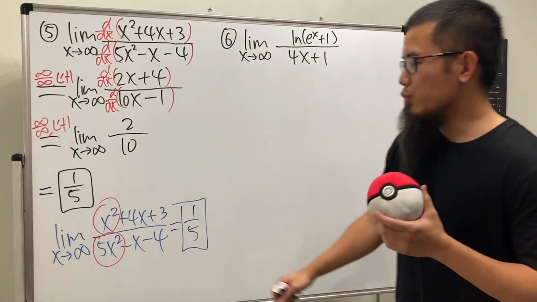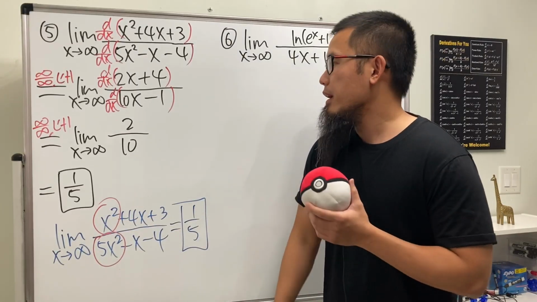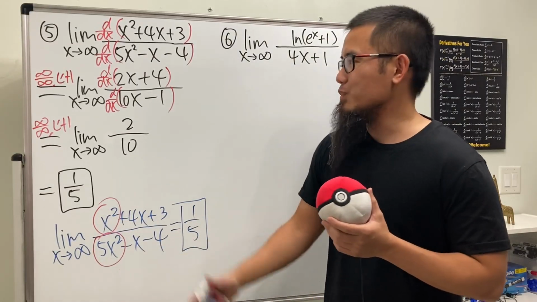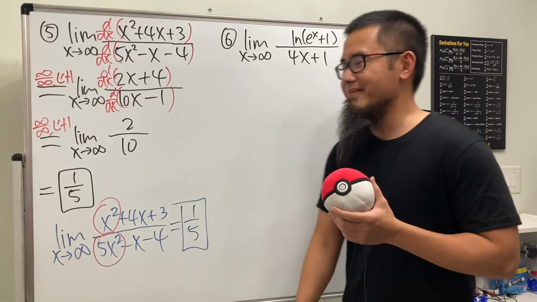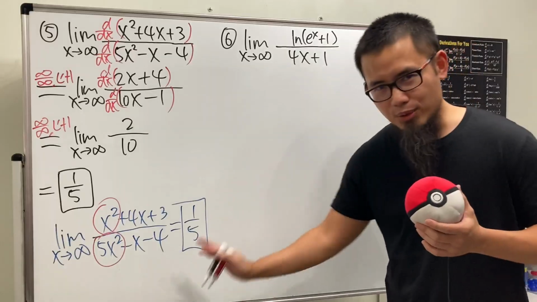In fact, the reason I picked the biggest power is because it's the dominating part. And this works because we have L'Hopital's rule to back us up, right? So, the good old pre-calculus way. If you do this on my test, it's totally okay.